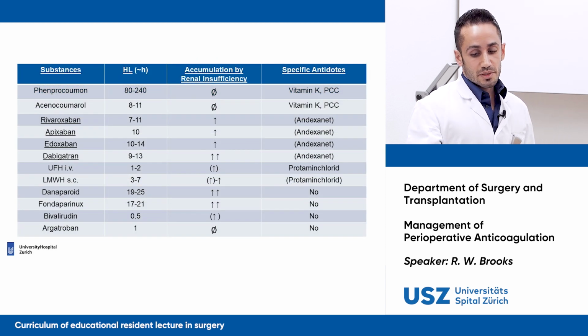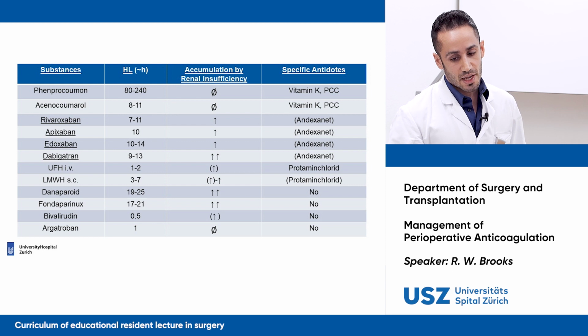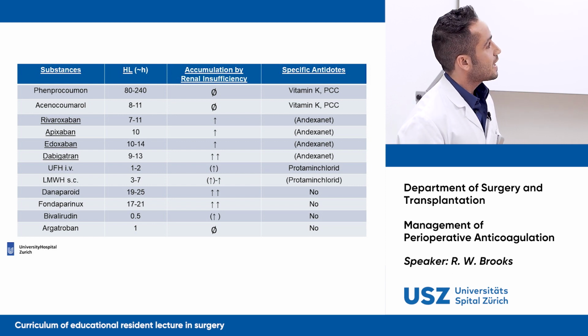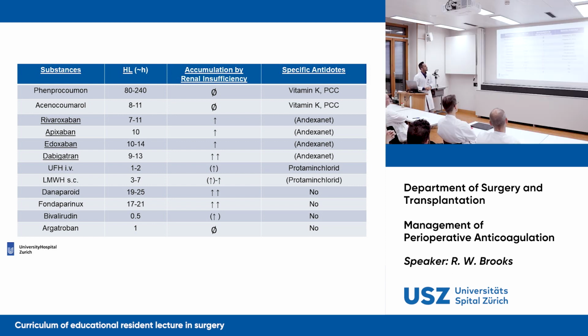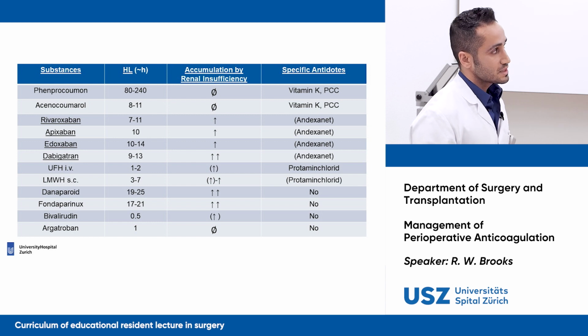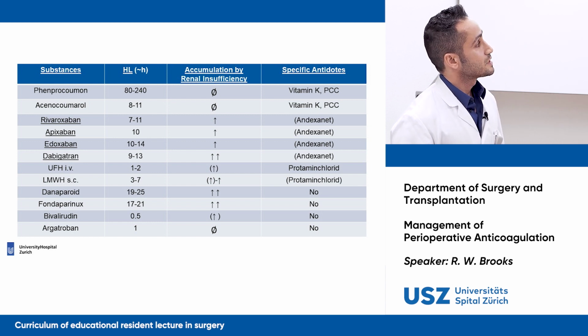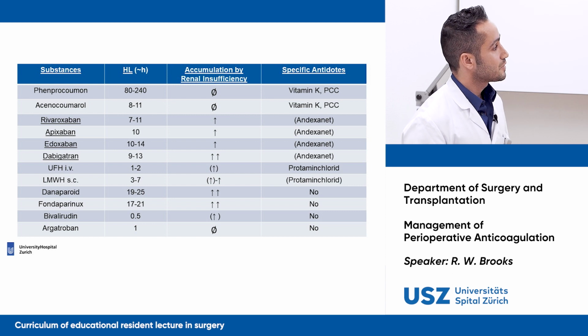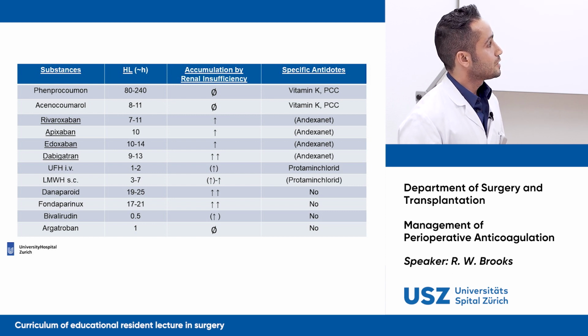The most important substances for anticoagulation have been listed here. As we can see, they have really different half-lives. For example, phenprocoumon has a half-life of about 80 up to 240 hours. And the second-to-last one, valirudin, has a half-life of about 30 minutes, which is really low. There is also the matter of accumulation of these substances in renal insufficiency. Some of them do not accumulate, while some have a really high accumulation, as you can see with dabigatran.